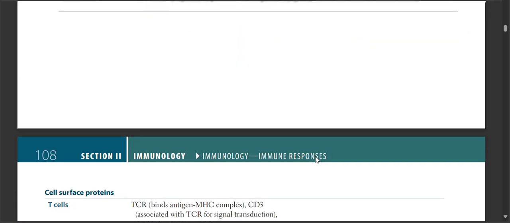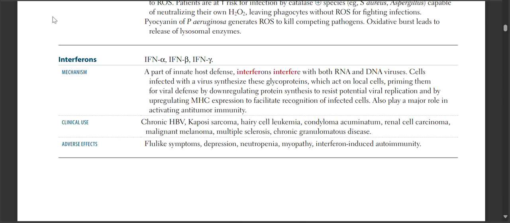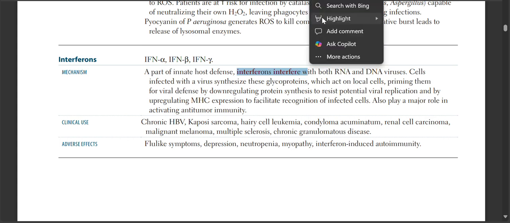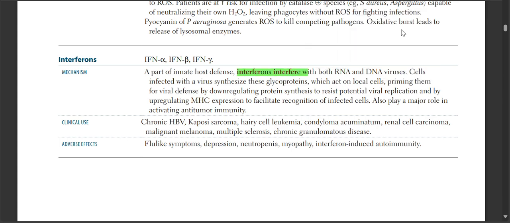Okay. Finally, we have the interferons. There are three different types of interferons, and what they do is they usually form a defense against viruses. This is a very good mnemonic: interferons interfere with DNA and viral RNA production. And that's the most you need to remember about interferons.